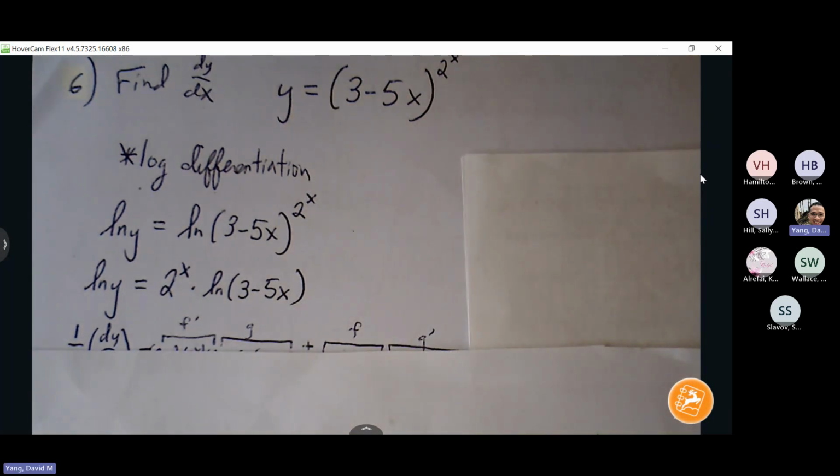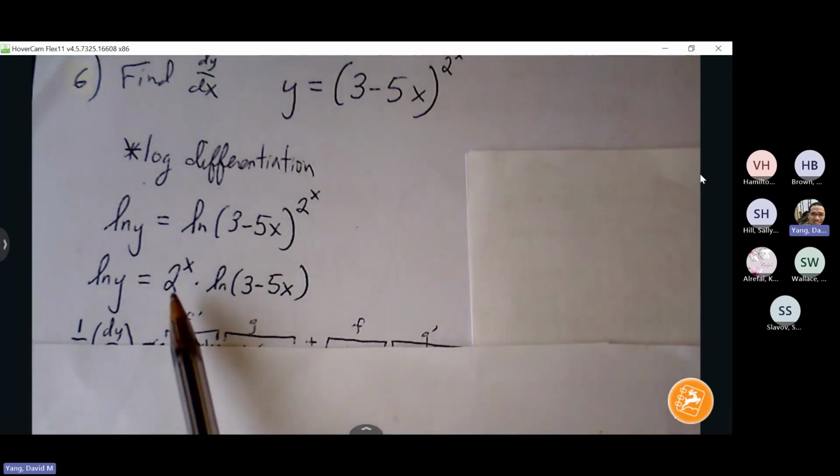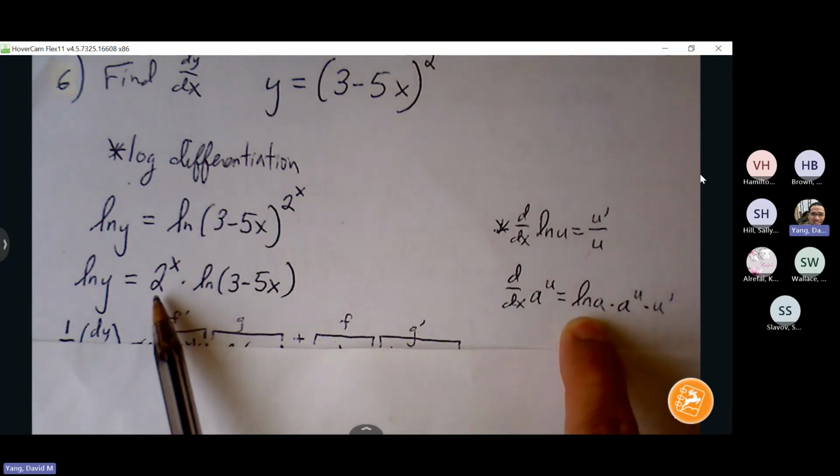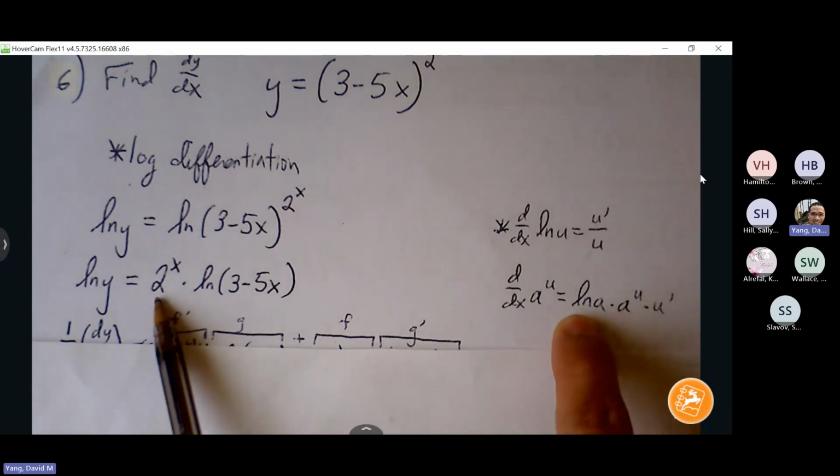That's the a to the u rule, right? This is an exponential function. So the derivative of a to the u is natural log of a times a to the u times u prime. Okay, so what's the derivative of 2 to the x?